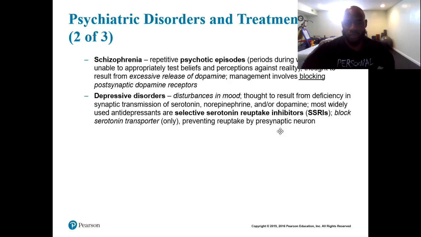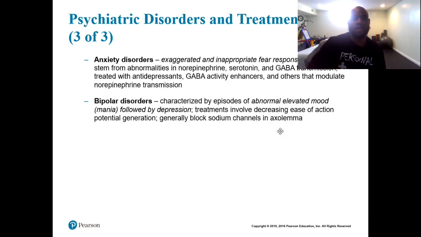Depressive disorders, disturbances in the mood, thought to be a deficiency in transmission of serotonin, norepinephrine, or dopamine. So you don't have the feel-good sensations coming from your neurotransmitters. So we use antidepressants, selective serotonin reuptake inhibitors, which block the serotonin transporter only, preventing reuptake by the presynaptic neuron. So we get more transmitted and less inhibited. And then we have some anxiety disorders that you can read about here.